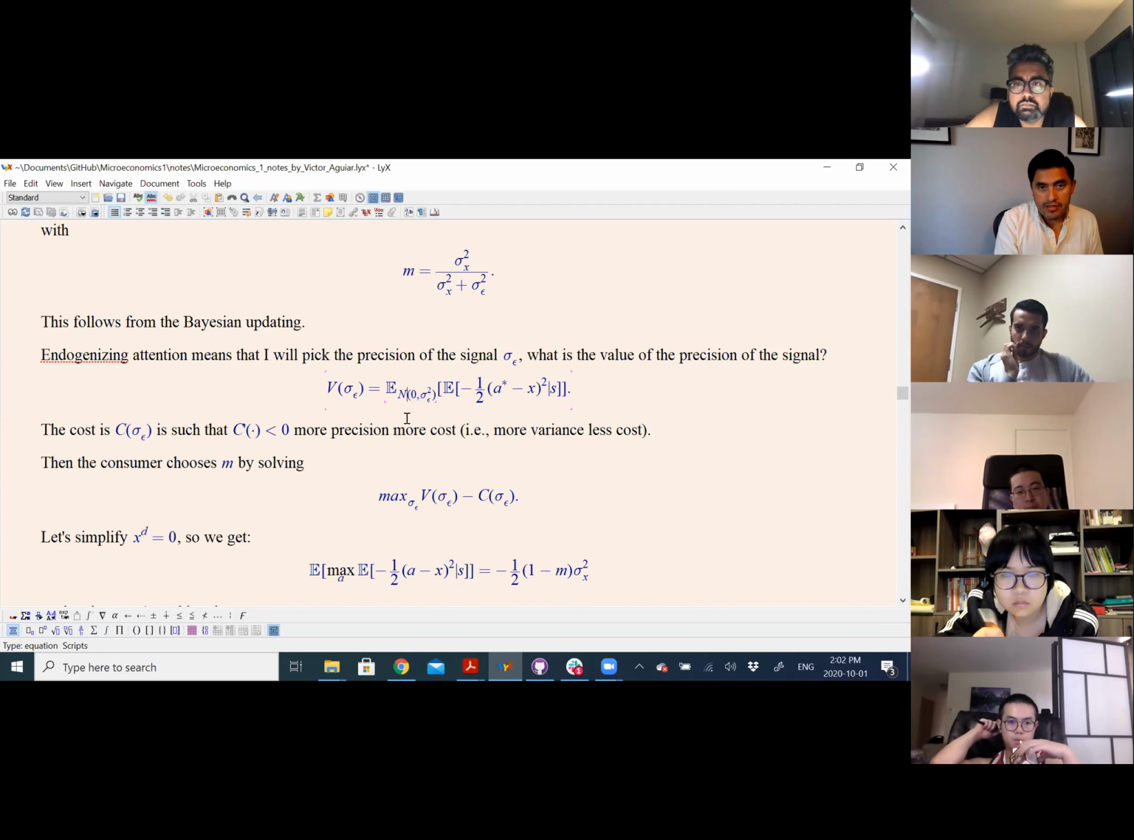But of course, that's the trivial problem. So we're going to add to it a cost, okay? Victor, why is it negative half? I forgot, like the expectation of why it is negative, why you have a negative value there?